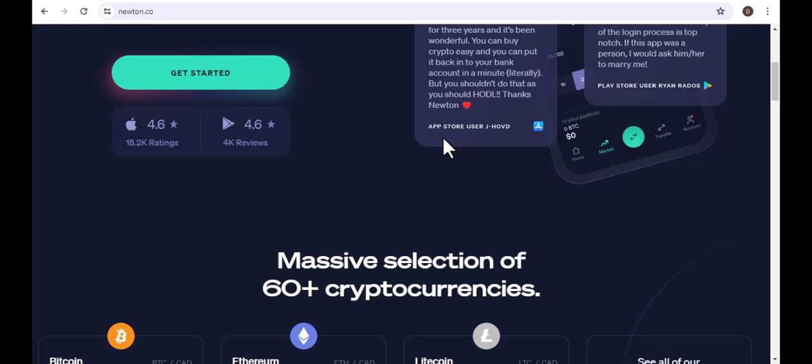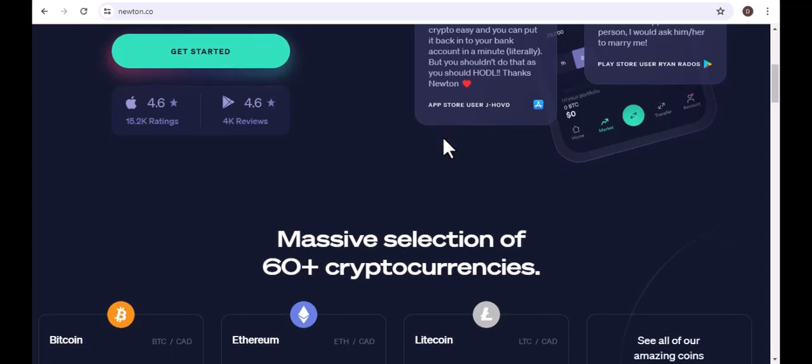Think of Newton as a secure vault for your digital assets. Just like with traditional banking, you need to initiate a withdrawal to move your funds elsewhere. In the case of Bitcoin on Newton, this typically involves sending it to another Bitcoin address. Now, before we dive into the nitty-gritty, let's establish a few fundamental concepts.